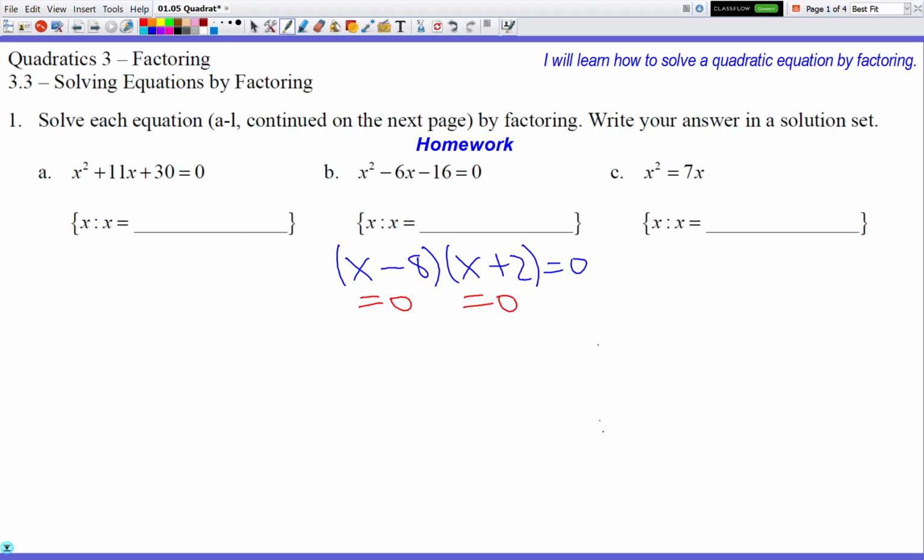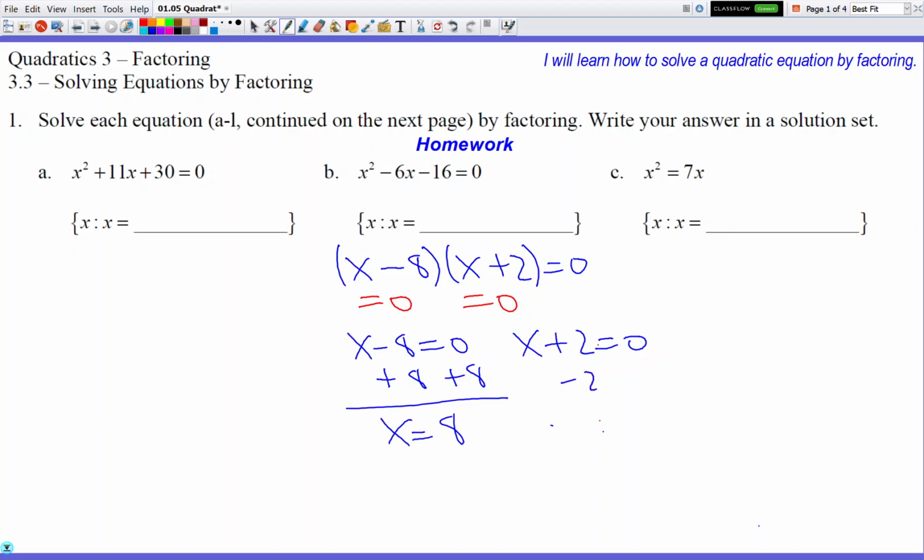On the left side we're going to get x minus 8 equals 0. On the right side we're going to get x plus 2 equals 0. When I solve for x on the left side, I add 8 on both sides, and we get x equals 8. So that's one answer. On the right we subtract 2 on both sides, and we get x equals negative 2. So when I write my answer in this blank, we get negative 2, comma 8, and the first problem's done.